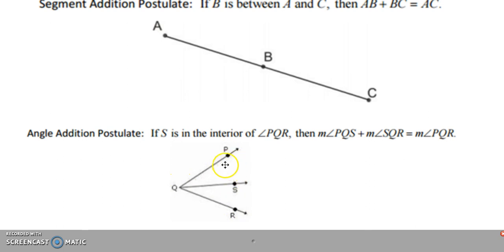So in other words, if we take the two smaller parts of the angle and add them up, we will equal the larger angle. So there are some similarities between these two postulates, except for one we're dealing with segments, the other we're dealing with angles, but both of them are talking about taking two smaller parts and adding them up to equal the larger segment or larger angle.